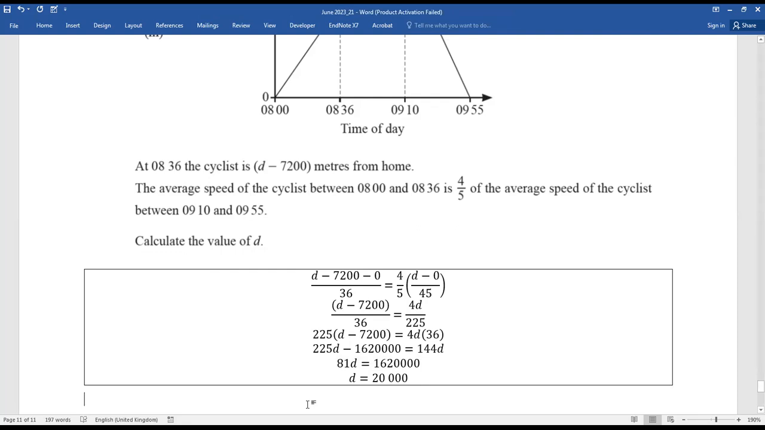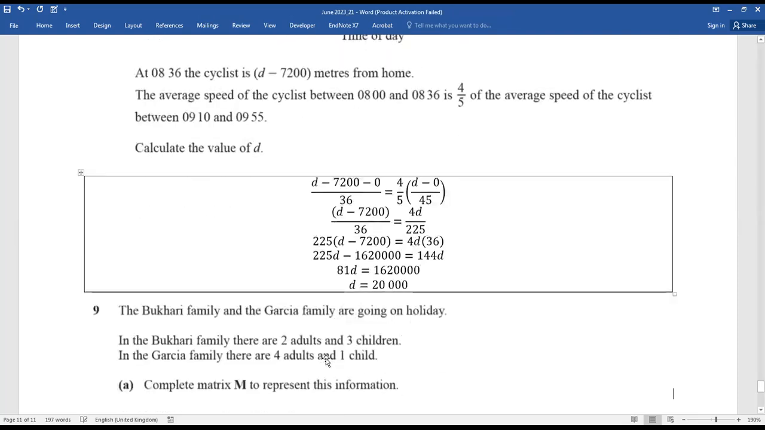Simply use the relationship of gradient. The gradient of a distance time graph represents speed, and we did not convert the unit because we were just relating speeds rather than finding a particular value for speed.